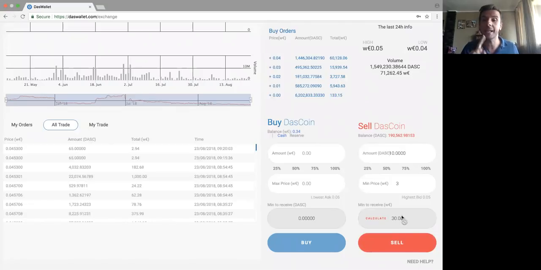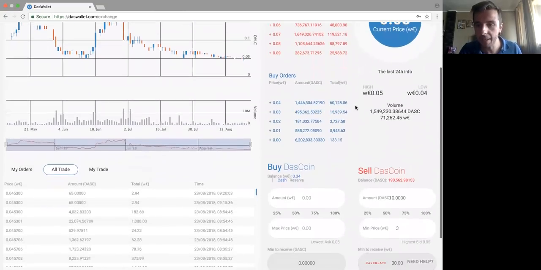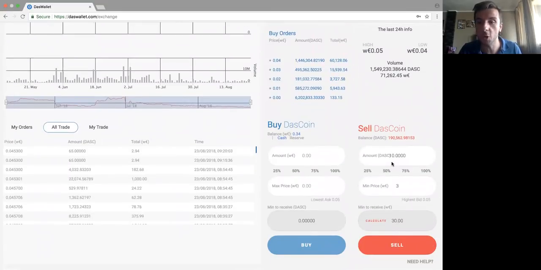Now, guys, check this out. It says minimum to receive. That means, again, the laws of supply and demand. If there is enough people who want to buy DasCoin at the price of 3 web euros, I will sell all 10 of them.